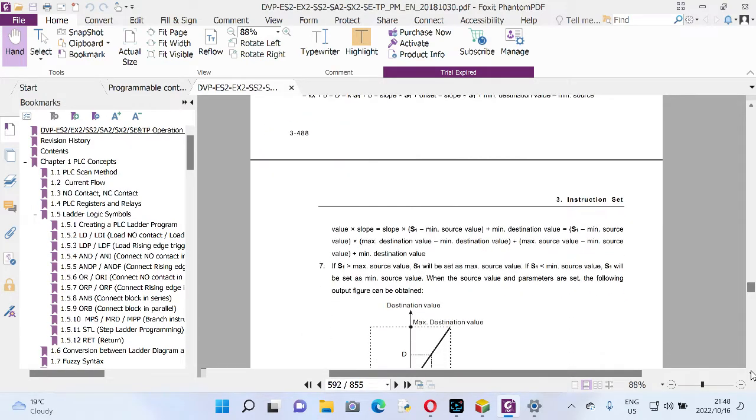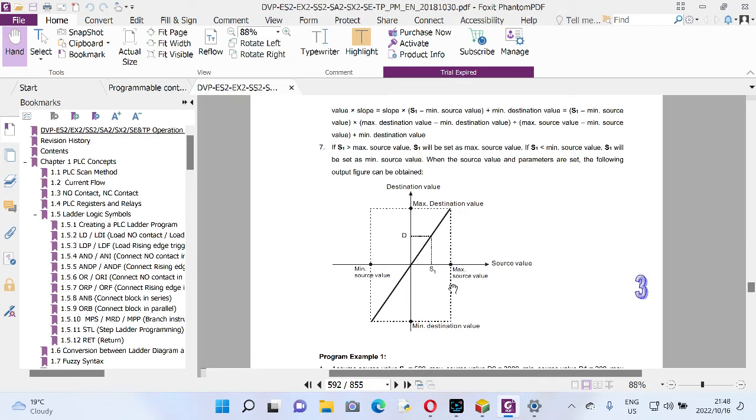So now I'm going to take you to what you'll be trying to do. It's just simple. It's a graph, just a graph like this. So it's proportional. What you put here, you must get it here.